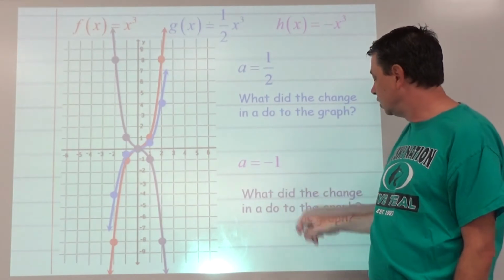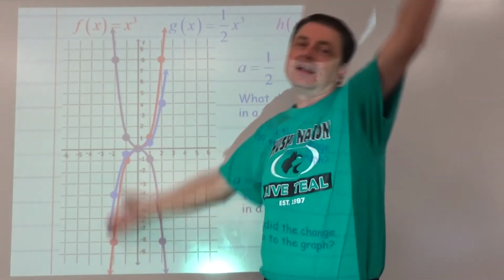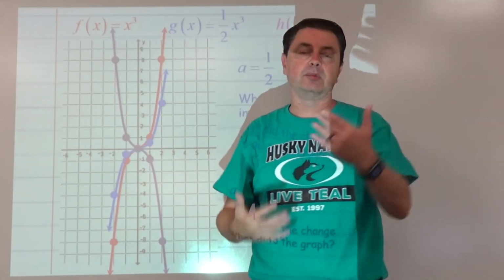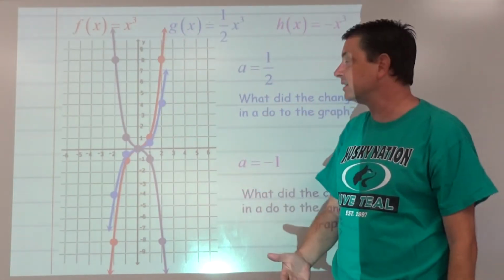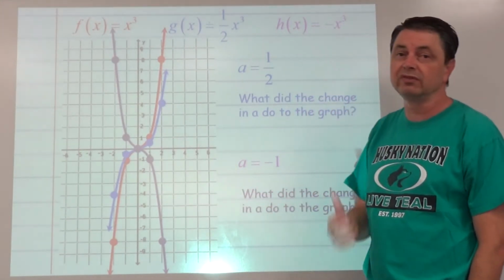A was -1. What was the change in the graph? We took our graph and we reflected it, or flipped it. But the technical word there was we reflected it across the x-axis. So that's a reflection.